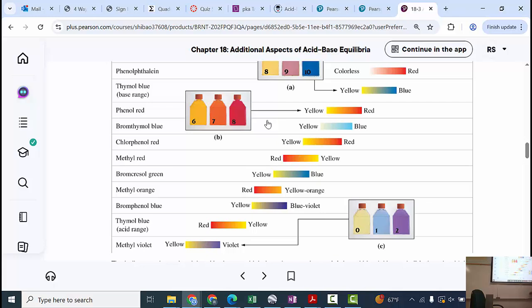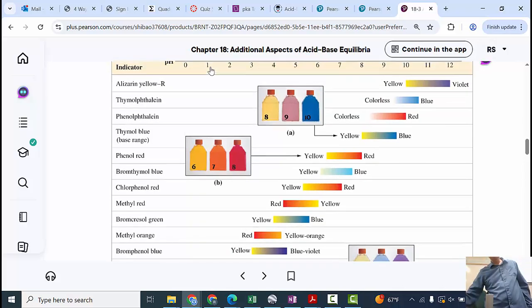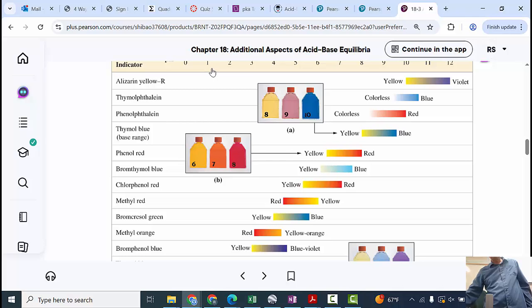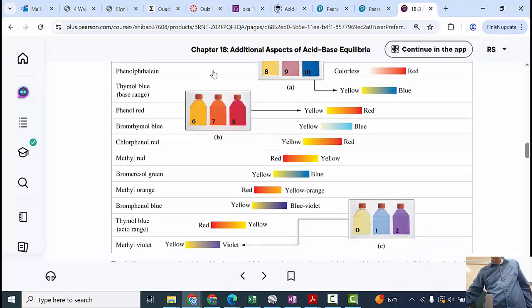So thymol blue is pretty much not used for anything in the red region, not used for anything in the red-yellow region. It's only used for the orange region here. And the pH at which it starts to turn orange is what? Let's see what the pH is here. Around 1 to 2. So let's say around pH 2, we start to see the orange color.